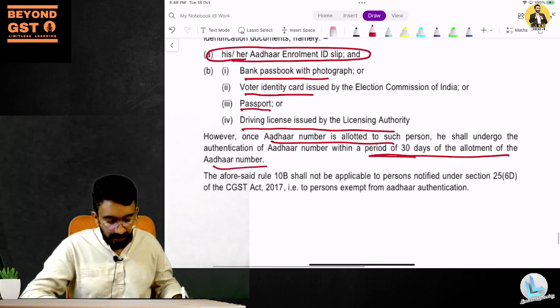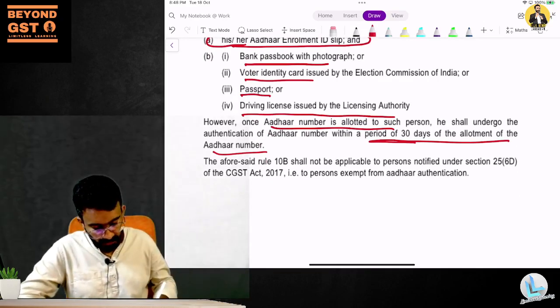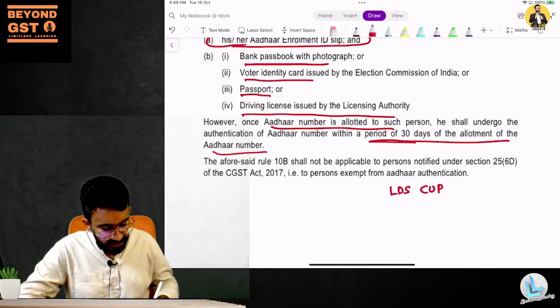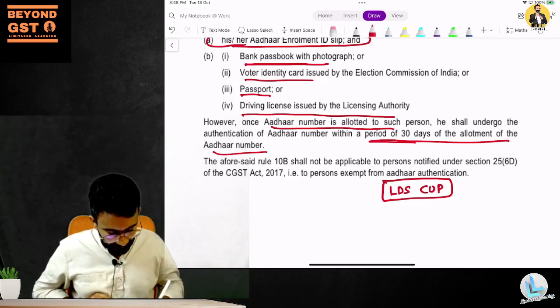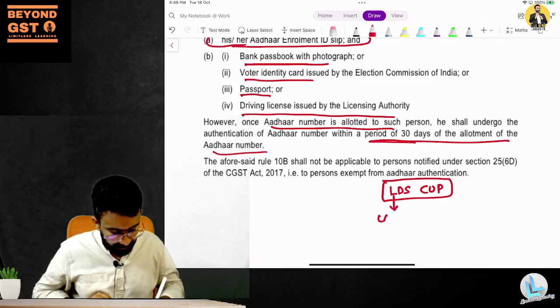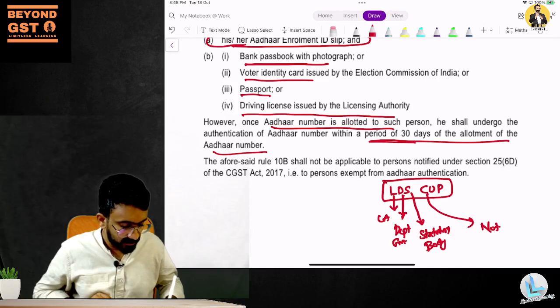And there are certain people for whom this Aadhar authentication is not applicable. We had a code word for that also. What was it? LDS Cup. LDS is my firm's name, so we made a code word relating to LDS Cup. Who's not required to do this? Local authority, Department of Government, statutory body, who is not a citizen of India.